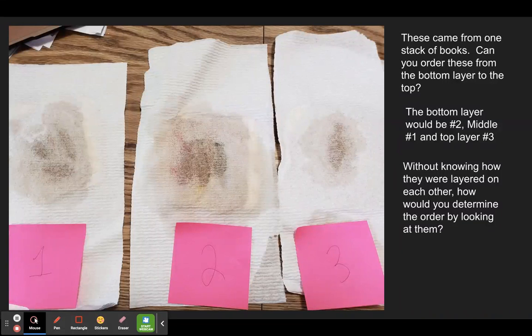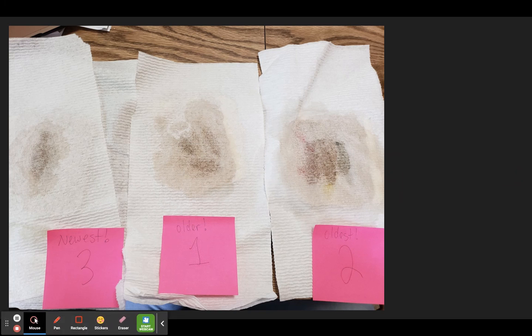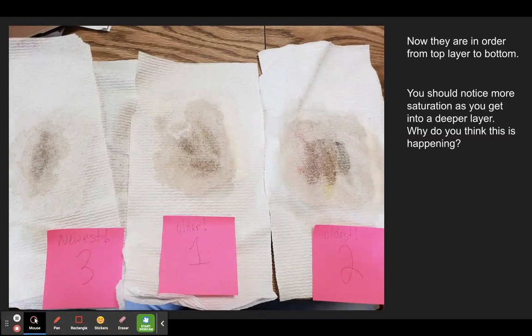Now, without knowing how they were layered on each other, how would you determine the order by just looking at them? What's your thoughts? Well, yes, you would notice that there's saturation from the gummies on the bread. And the more saturation is the older layer. So let's look at this in order. All right, now I've got the newest to the oldest. You can see the saturation difference. You see how this one right here is more saturated. All right. And again, you should notice more saturation as you get into a deeper layer.